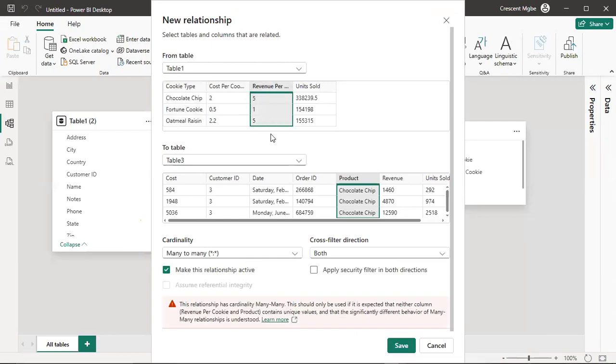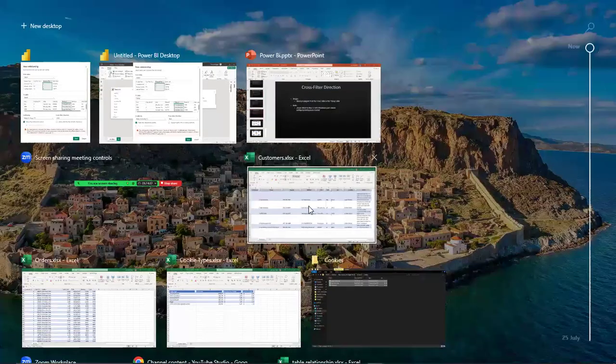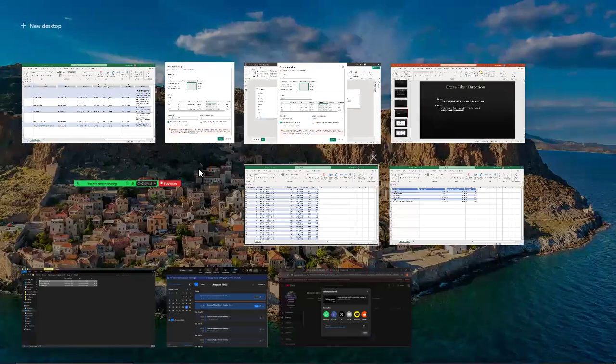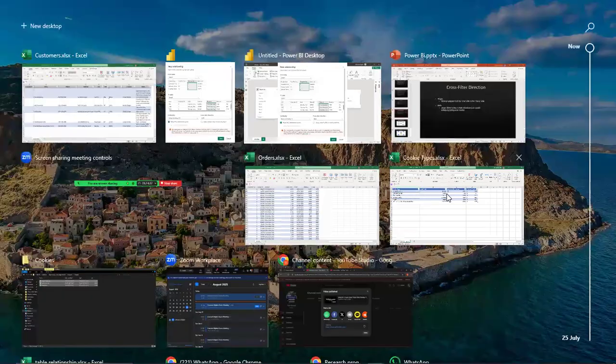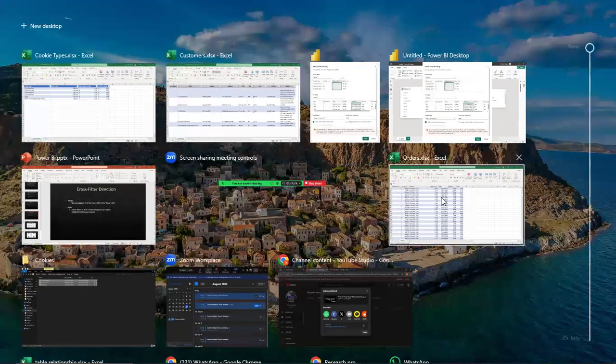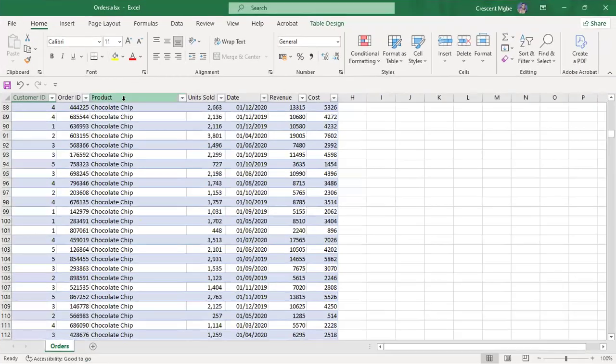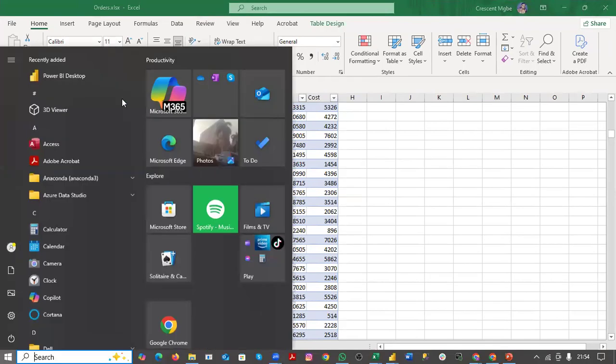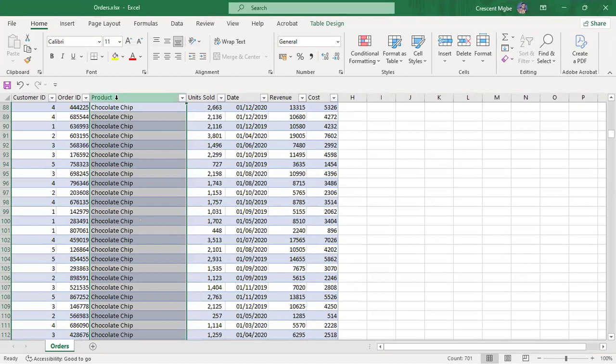But remember that this is the customer, and we're looking for the product. This is the product column, and the name of this column is cookie type. If you go to the dimension table, the other table, the name here is product and not cookie type. So it is one to many, as you can see. The first thing you need to know is the name of the column you want to connect.